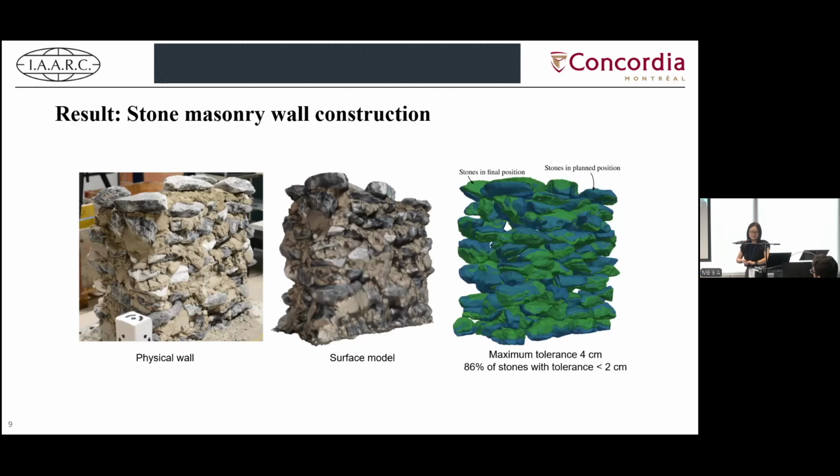So here is the result. This is the wall of around half meter size that we built in the lab. Here in the middle is the surface model that we obtained in the last round of construction. And on the right is the digitalized microstructure, with stones in blue showing where they should be in the planning, but in green in the final as-built position. As you can see, there is a little bit of difference. The maximum tolerance we have is 4 centimeters, and most of the stones fall within a placement tolerance of 2 centimeters.